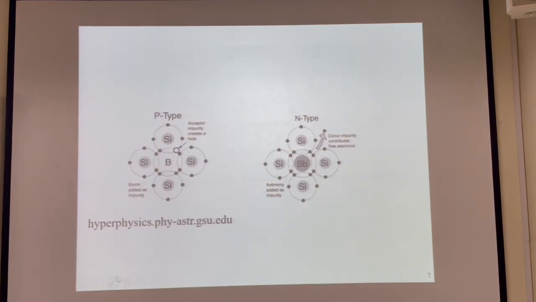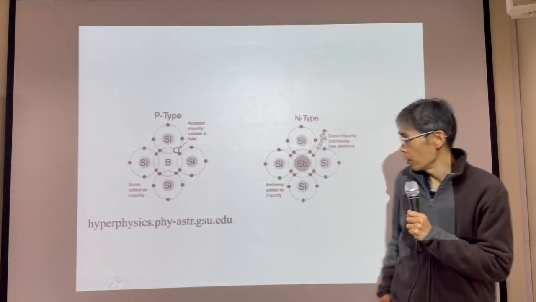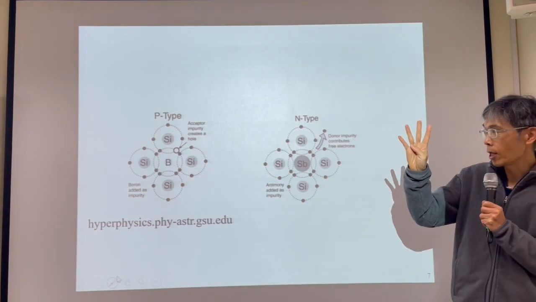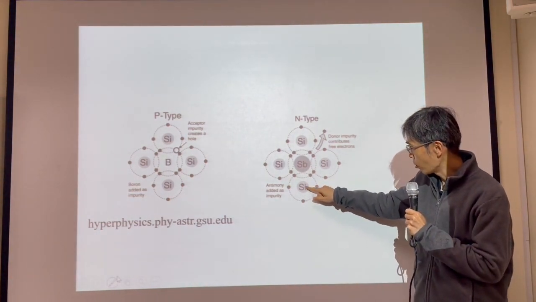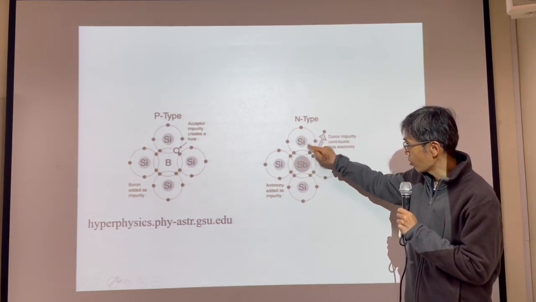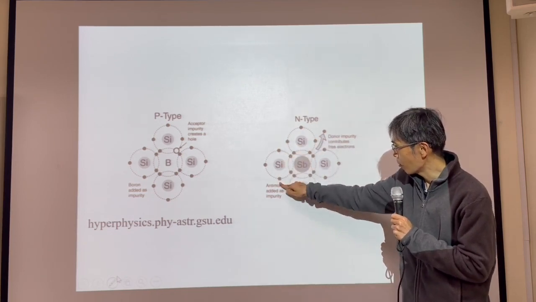Okay, so for silicon, each silicon has 4 electrons at its outermost layer. So we have 1, 2, 3, 4. Silicon 1, 2, 3, 4.